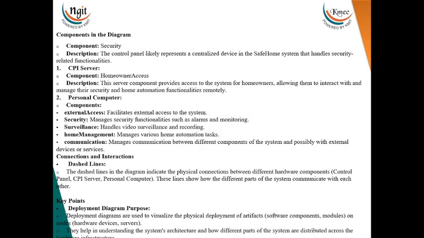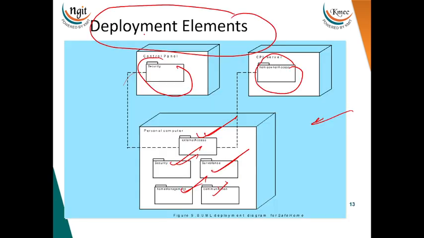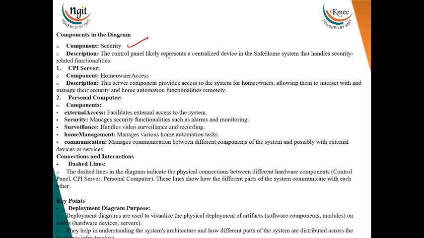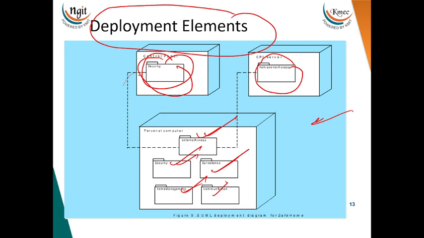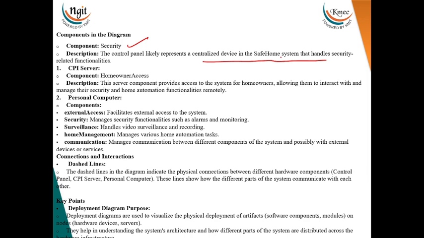Component of the diagram. This is security. The component is security. Here it is given as security. Its description: the control panel represents a centralized device of the home system handling all this. CPI server. Where is the CPI server? It's here. Homeowner. What does it say? Home access. Description: component access to the system, homeowners and others are given to it. Personal computer. External access. Security. Surveillance. Home management. Communication. The dash line in the diagram indicates a physical connection between two different hardware components.